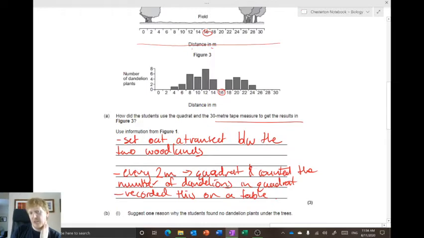So they lay out a transect along that field between the 2 woodlands, and then every 2 meters they will have put down a quadrat next to the transect tape, and they would have counted the number of dandelions in that quadrat.